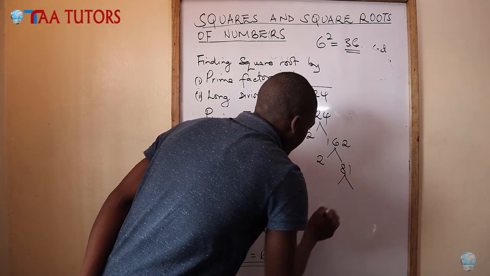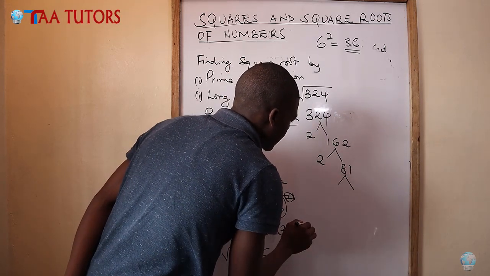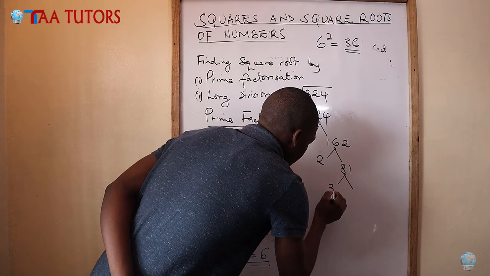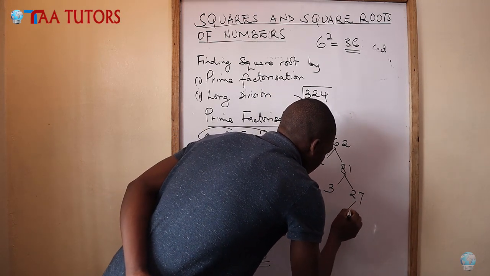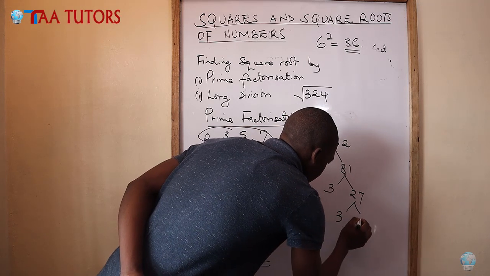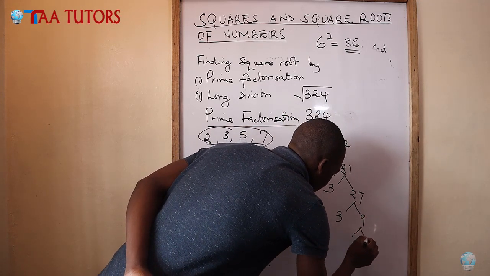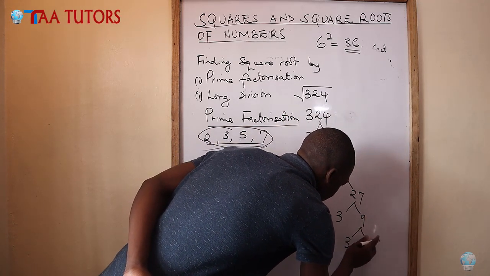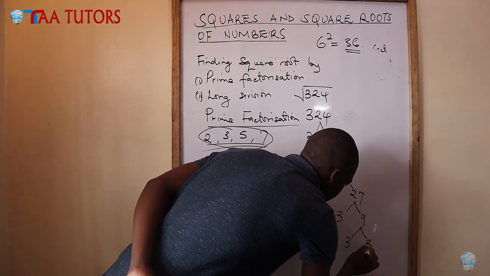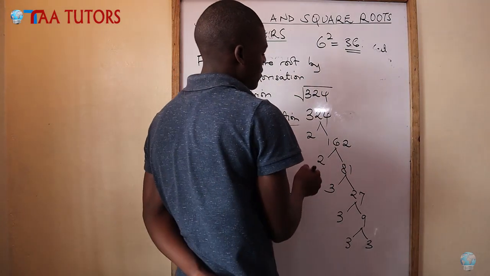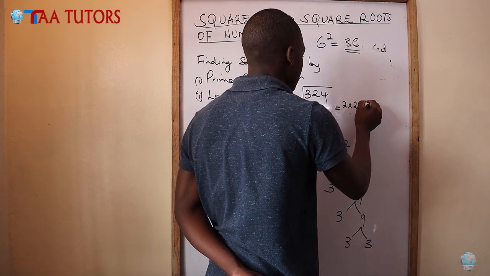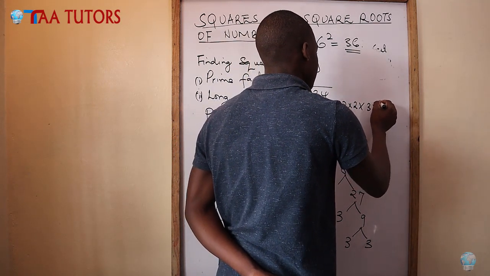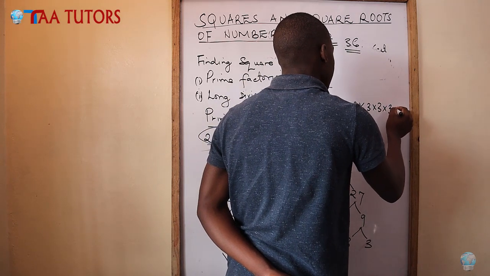From there, the next prime factor that can divide that will be 3. We will have 3 times 27. Then we will have 3 times 9. Then 3 times 3. Now we know that the factors of 324 will be 2 times 2 times 3 times 3 times 3 times 3.